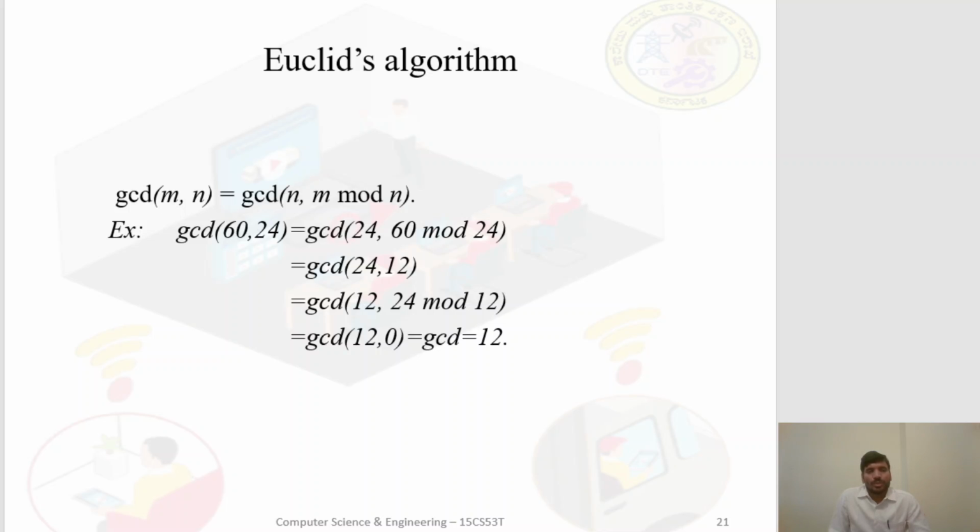Understood students? So in today's session we discussed the decrease and conquer introduction and its variations. There are three variations of the decrease and conquer technique, that is decrease by a constant, decrease by a constant factor, and variable size decrease. These three variations we discussed.